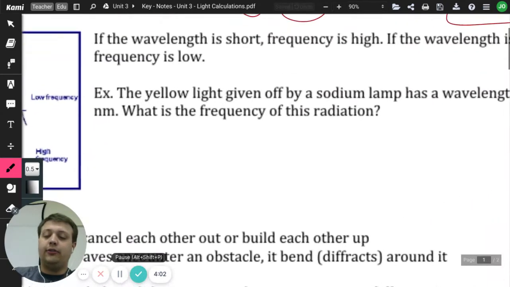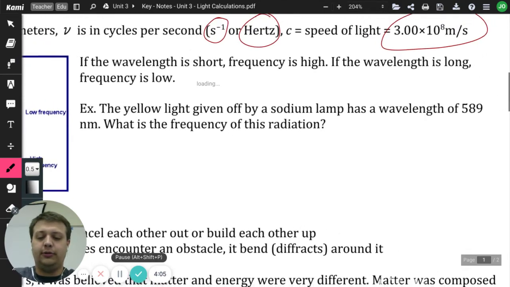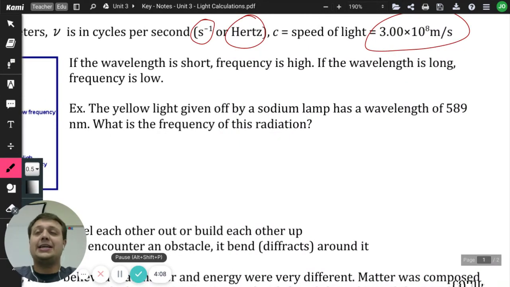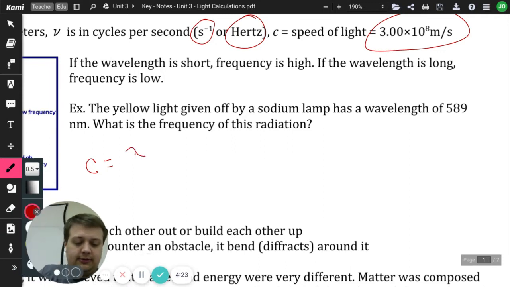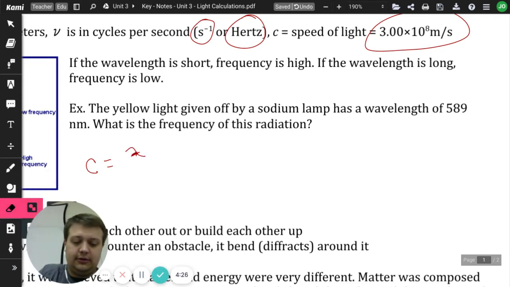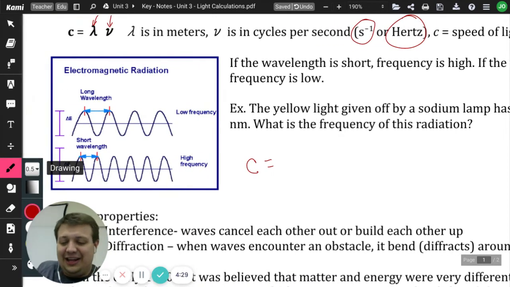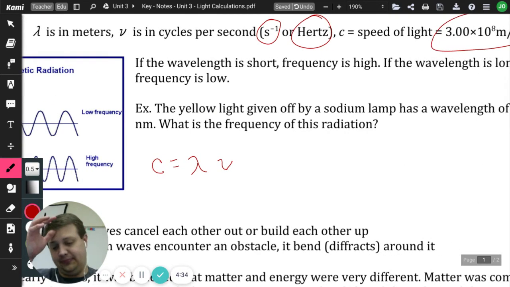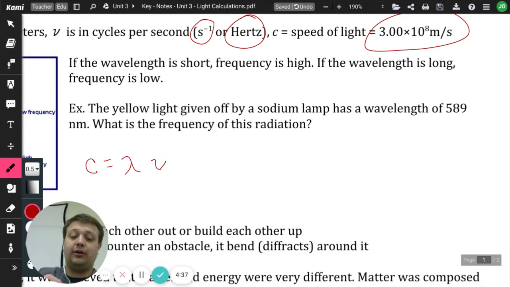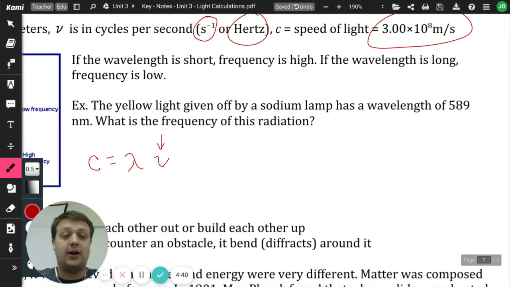Okay, so let's look at this first example. We're going to start off small here. It says the yellow light given off by a sodium lamp has a wavelength of 589 nanometers. What is the frequency of this radiation? Okay, so I have my speed of light formula, which is speed of light equals wavelength times frequency. Now, this time I'm solving for frequency. So to solve that, I'm going to divide both sides by wavelength.